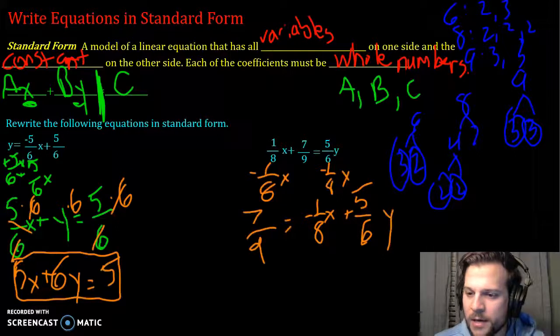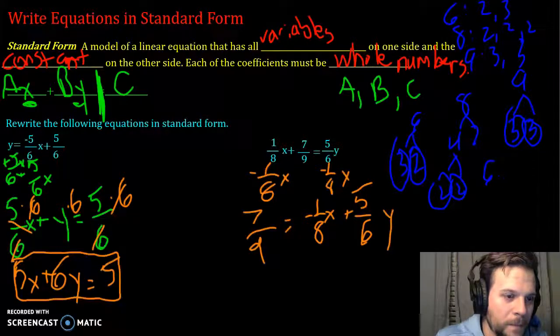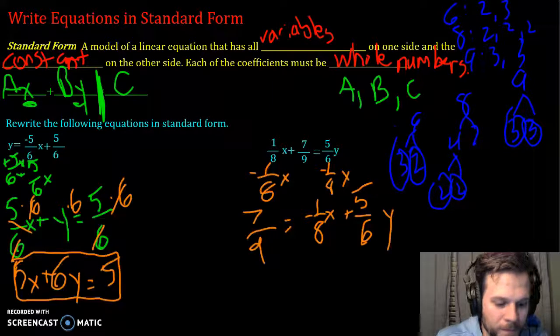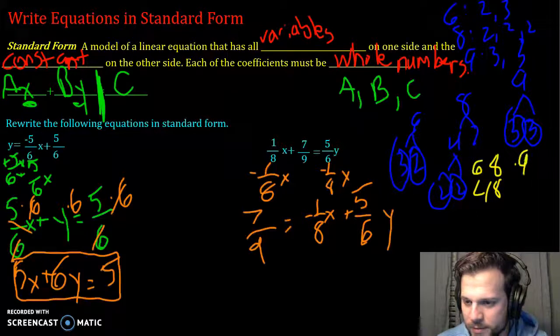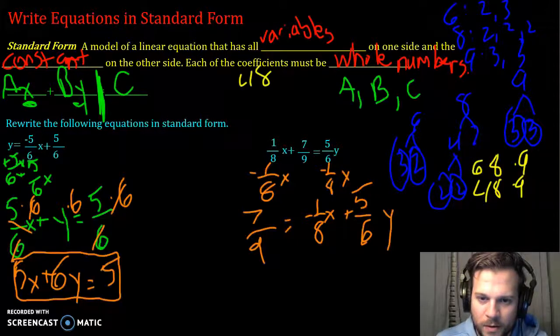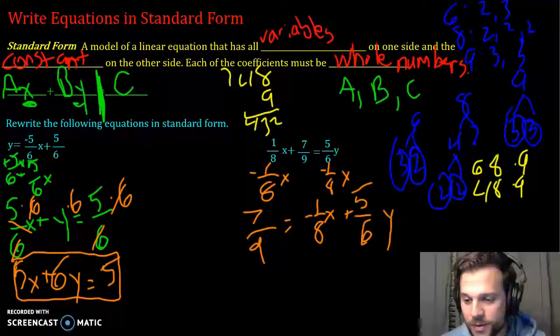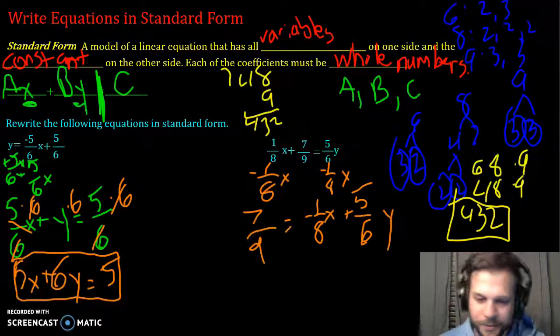So 6 times 8 is, let me use a different color here. 6 times 8 is 48. Then times 9. Carry the 7. 36 plus 7 is 432. So that's what we're going to have to multiply by all this as our least common multiple.